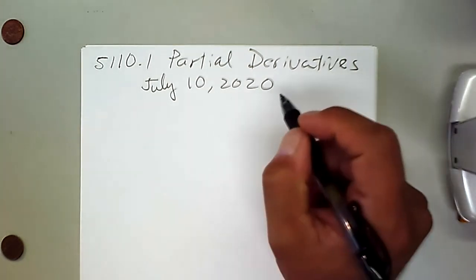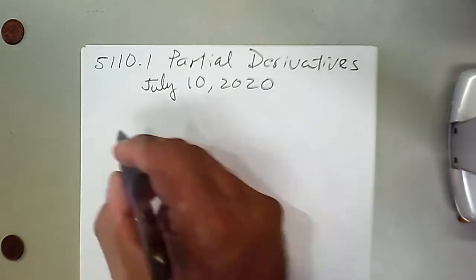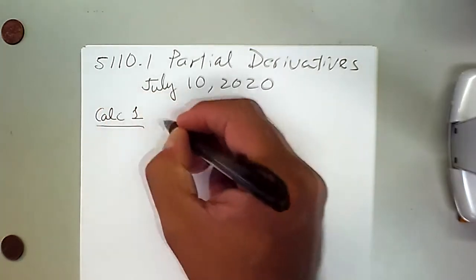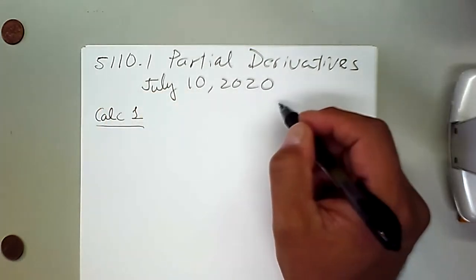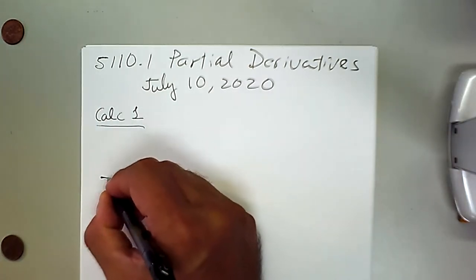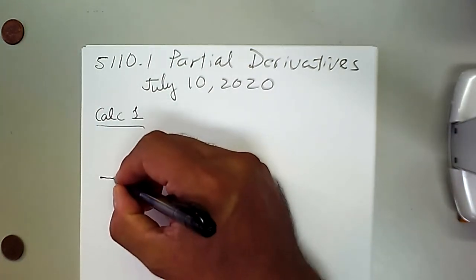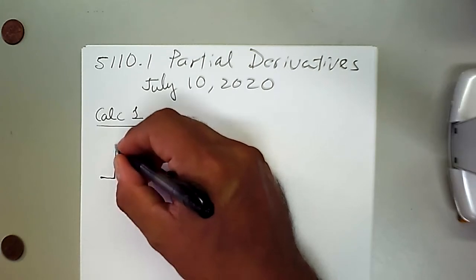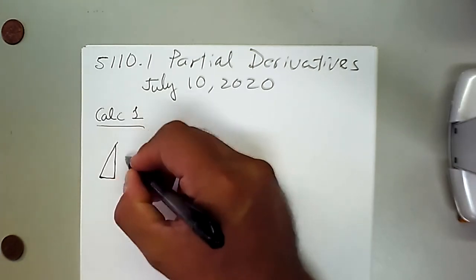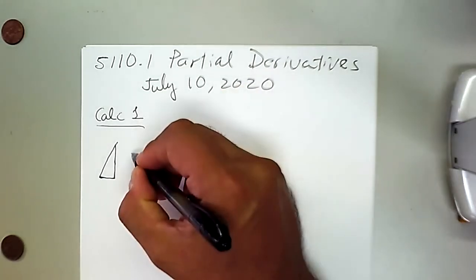So when we say, in Calc 1, for instance, let's talk about Calc 1 for a moment. In Calc 1, the derivative is equal to 2. What does that mean? Well, it means that we have 1 unit over and then 2 units up. So this steepness is a derivative of 2.